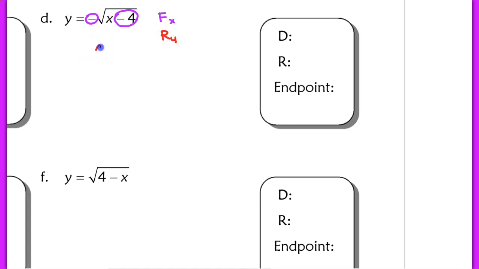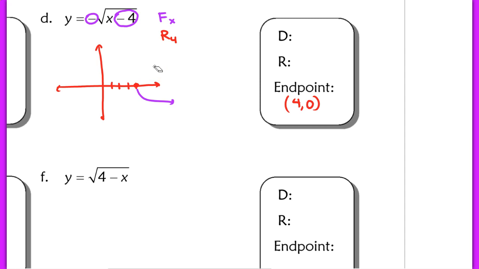So to sketch this quickly, our endpoint is now shifted right 4 units. So we are at the endpoint 4, 0. So let's go fill that in here. And we know that this is a reflection over the x-axis. So it used to look like this. Now it's going to look like that. So that's our general sketch here.